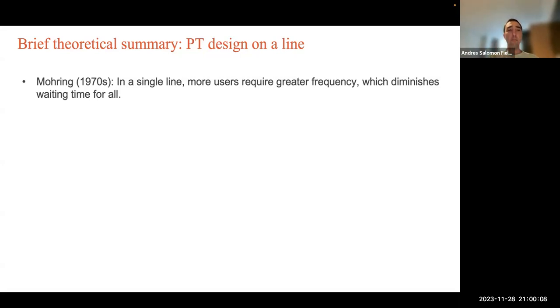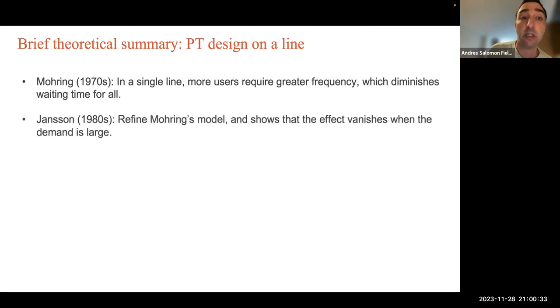The most famous paper is from a series of papers from the 70s by Mohring. Basically, the main argument is that if we have more users, we will need more frequency. And if we have free public transport, we get more users, right? And this diminishes waiting time for all. So this is the very well-known Mohring effect, one of the reasons why it is a good idea to subsidize public transport, because more users will increase the quality of service.